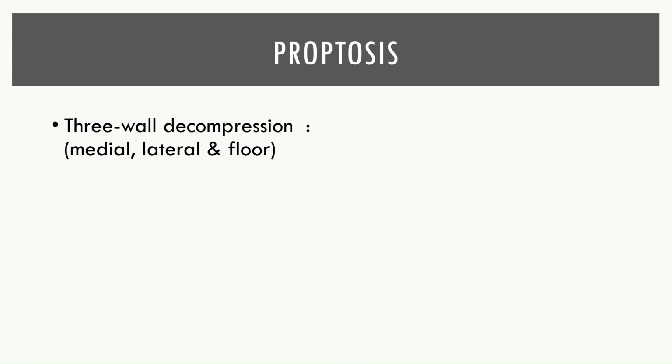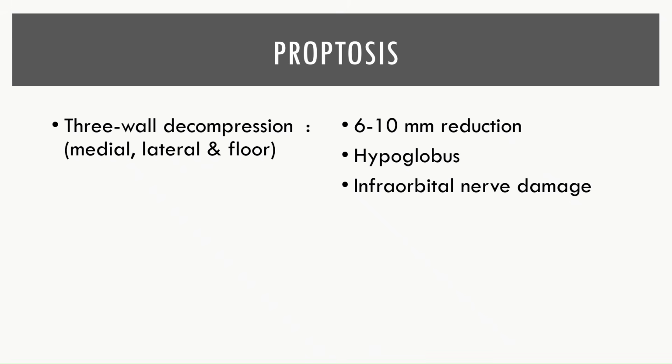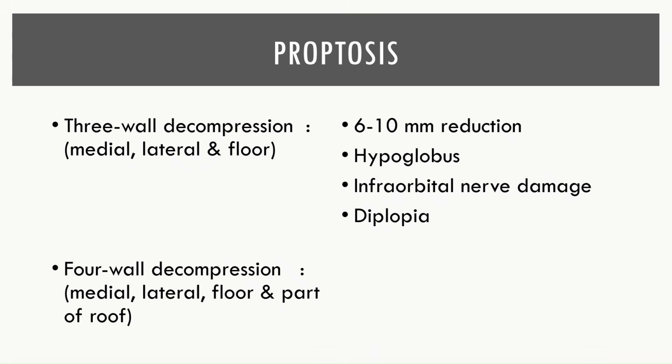Three-wall decompression removes the medial and lateral wall and floor of the orbit. It gives 6 to 10 mm reduction but has a higher risk of hypoglobus, infraorbital nerve damage and diplopia. Four-wall decompression involves removal of the medial, lateral wall, floor and part of the roof, which is required in very severe proptosis.